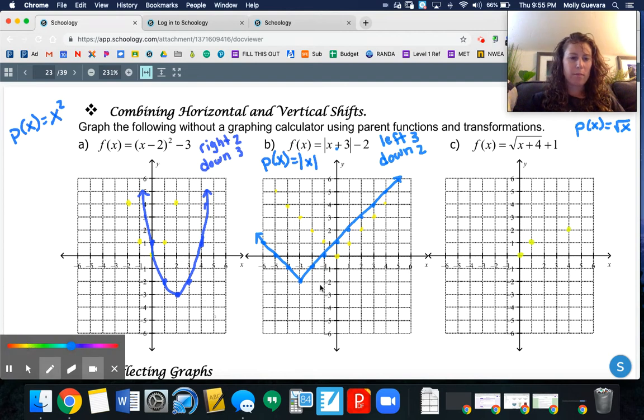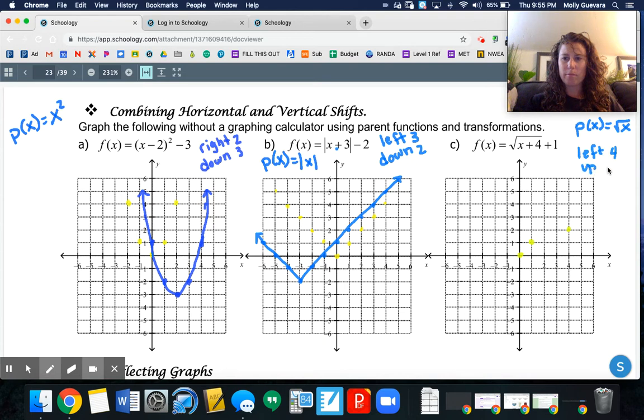So if I'm going to be moving these around, this tells me I go left 4 and up 1. So this point, I'm going to 1, 2, 3, 4, up 1. And then 1, 2, 3, 4, up 1. 1, 2, 3, 4, up 1.